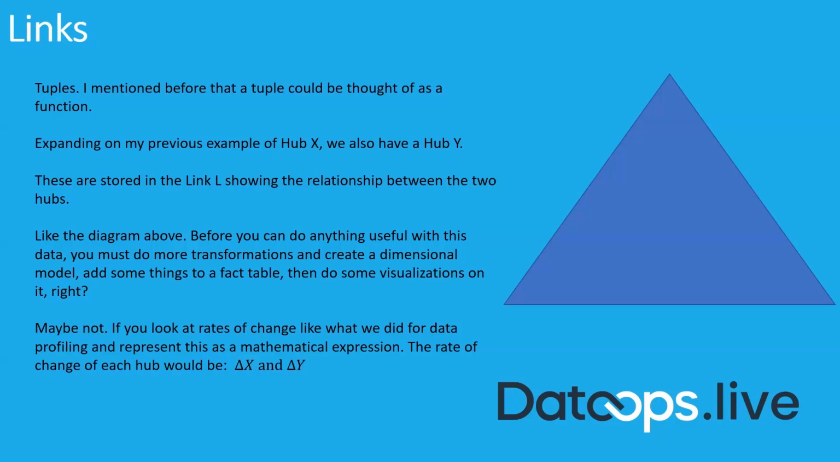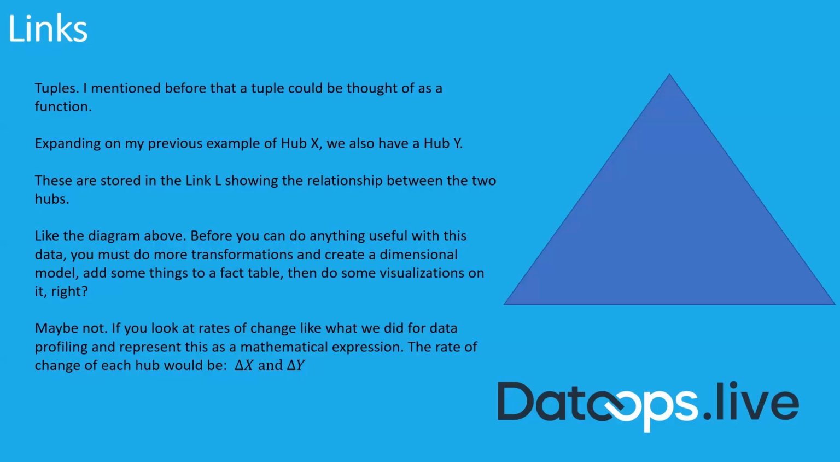So before you do anything useful, you have to do the transformations, create a dimensional model, add some things to a fact table, and do visualizations on it, right? You have to take the data out of the link table before you can do any analysis on it. That's what I'm trying to say here. Not necessarily. If we look at the rates of change of the data within the link and we profile it correctly, we can represent this as a mathematical expression.